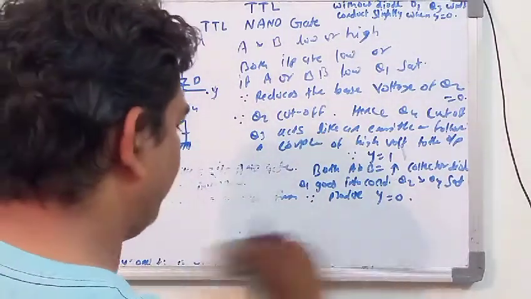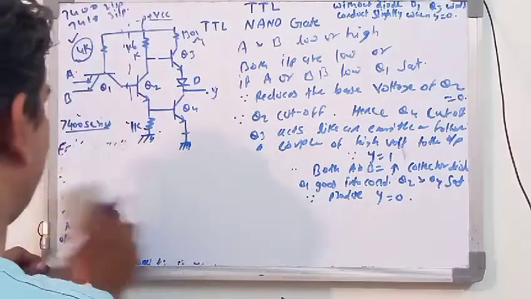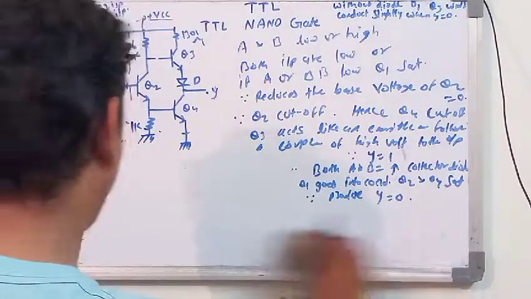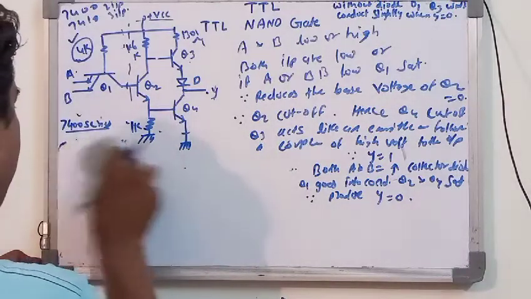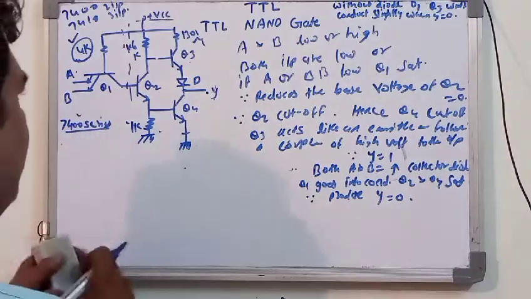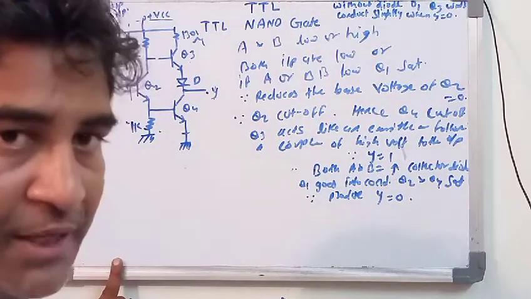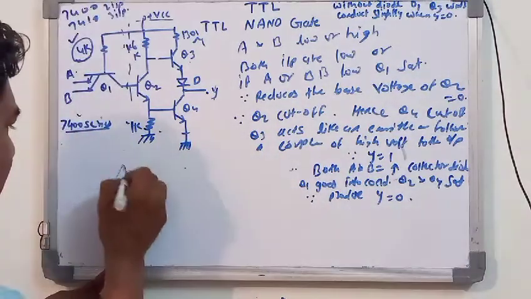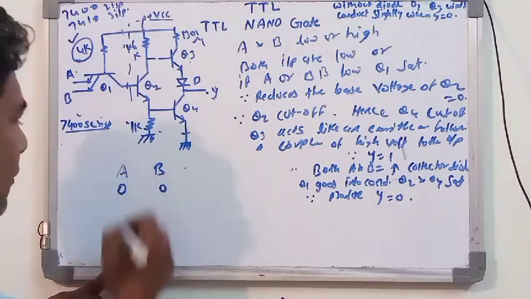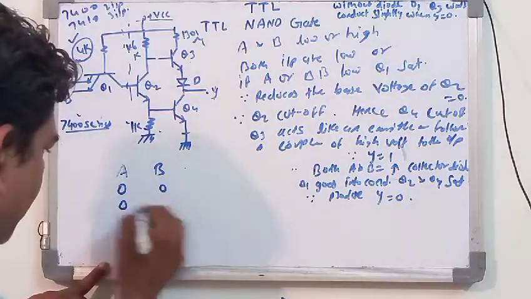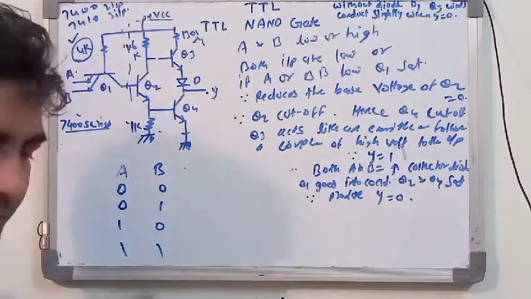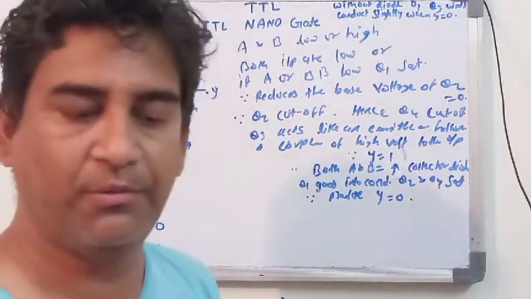Then the operation we are going to start here, when the A and B terminals are either low or high. Here you may write down AB, that is 00, 01, 10 and 11. This is the operation which you have to perform.